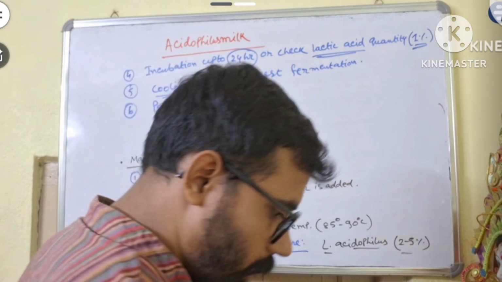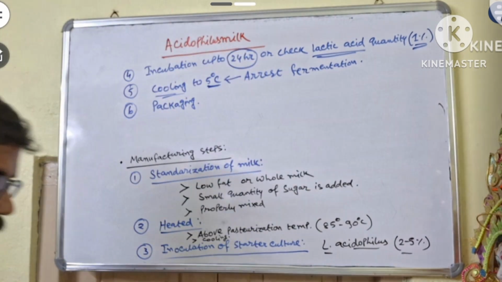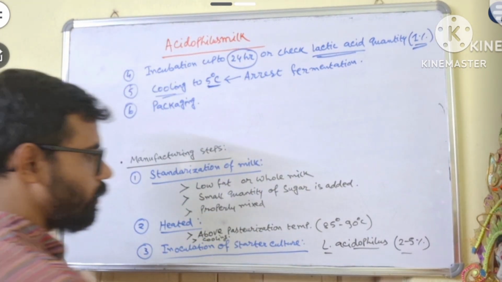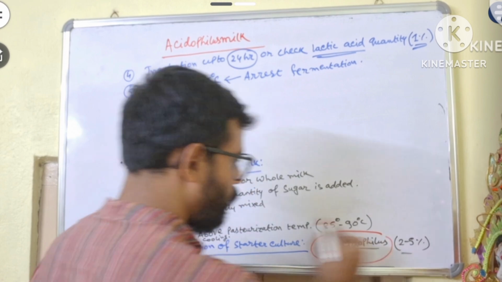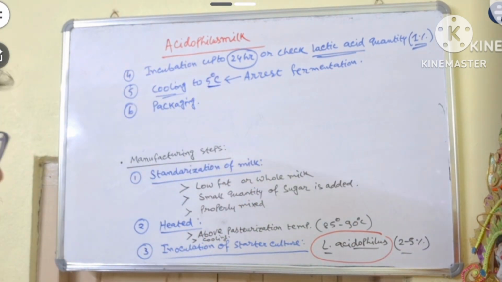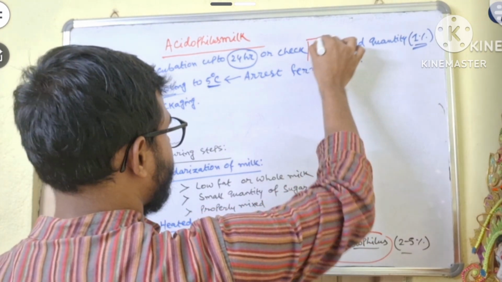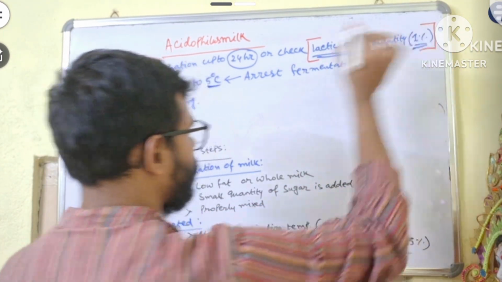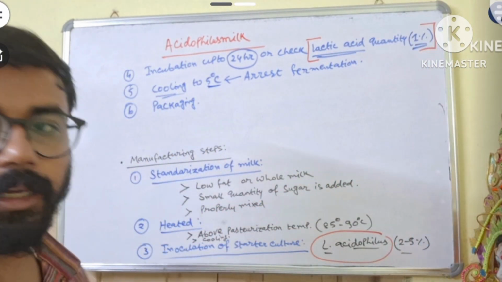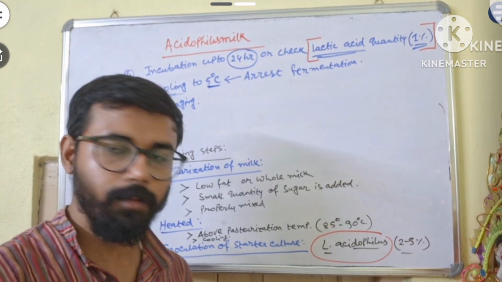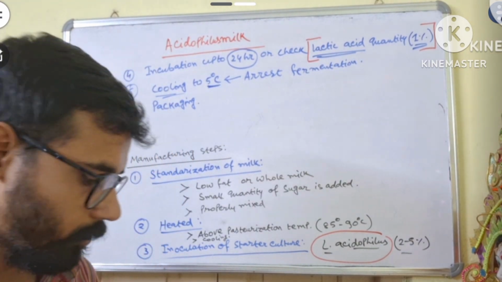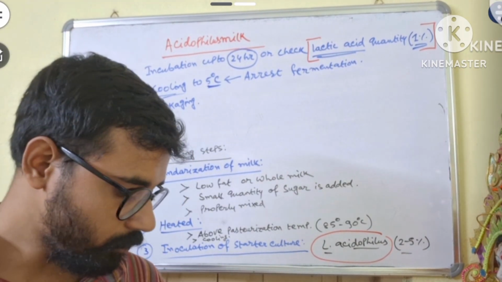So in acidophilus milk, two steps are important. What starter culture are you going to use? It is importantly Lactobacillus acidophilus. And the second important step is the incubation time. It is very important. Otherwise, the more lactic acid builds up and the product is more sour, so it cannot be consumed.